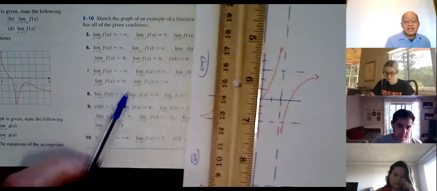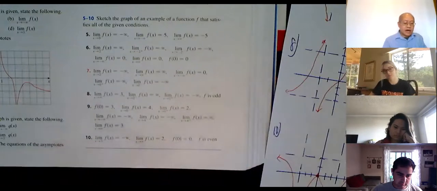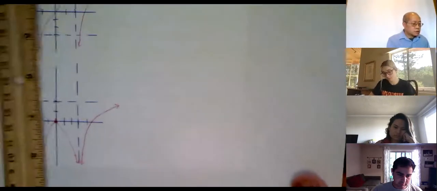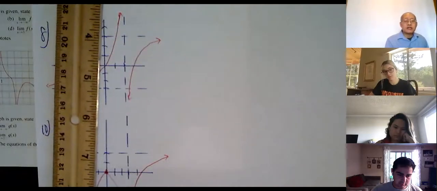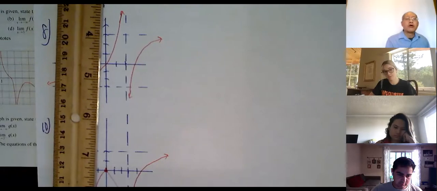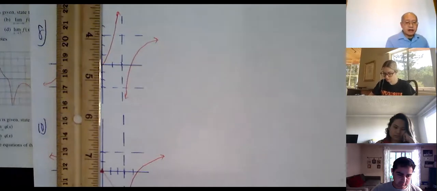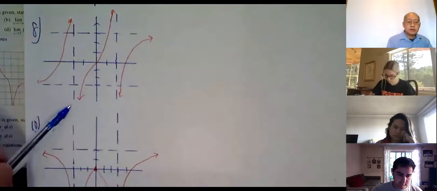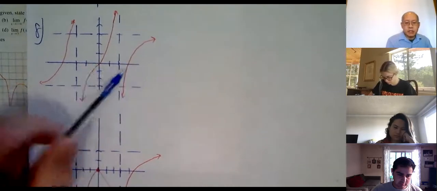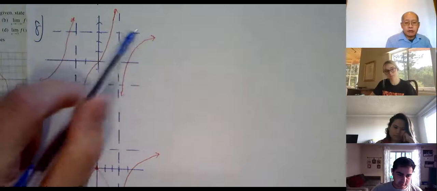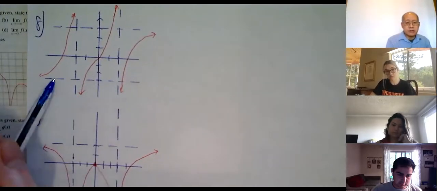And then the last thing it says is that f is odd. You have an odd function. So if you have an odd function, you have symmetry with respect to the origin. So this thing will have a branch that comes down there. And then this thing, if you reflect across the origin, that means this was y equals 3, so the reflection would be y equals -3. So this becomes the asymptote on this side.